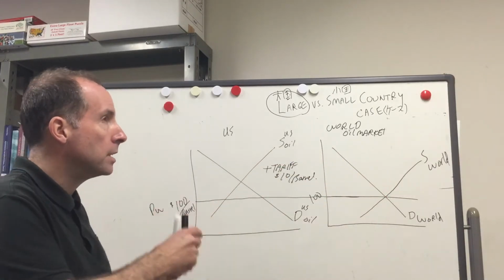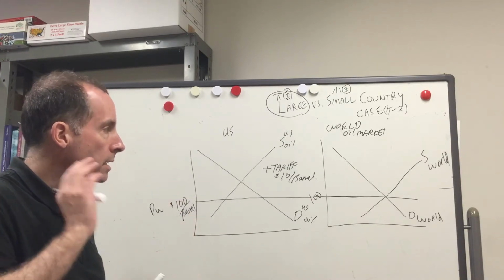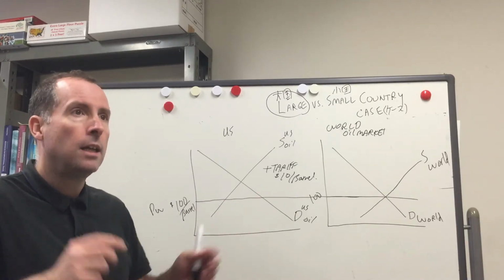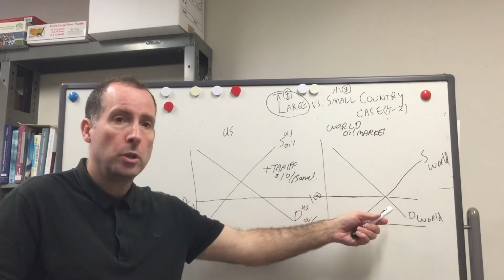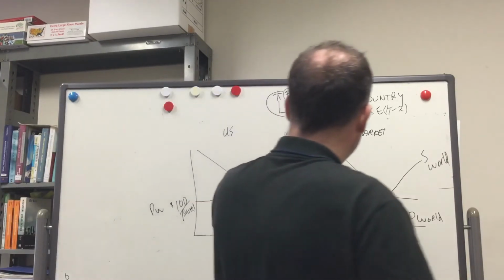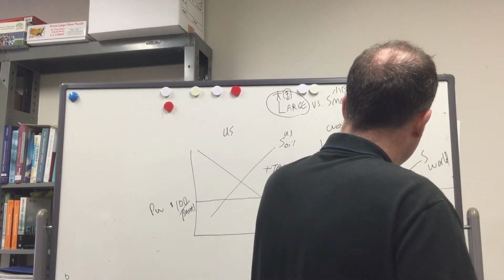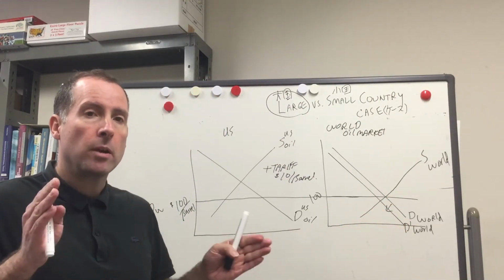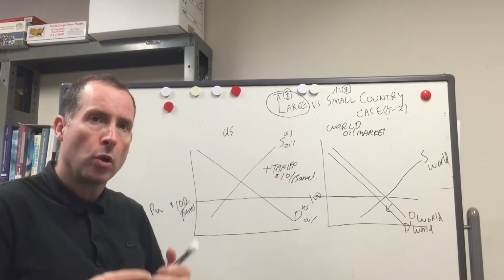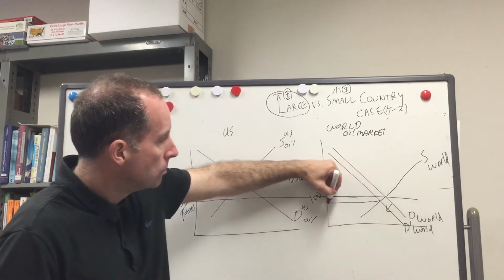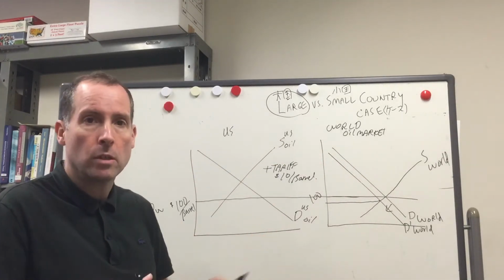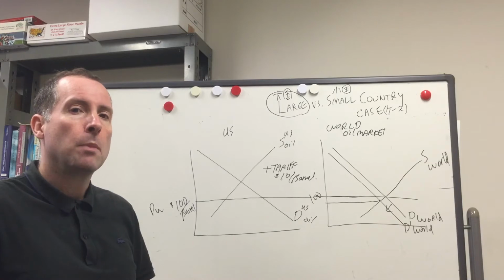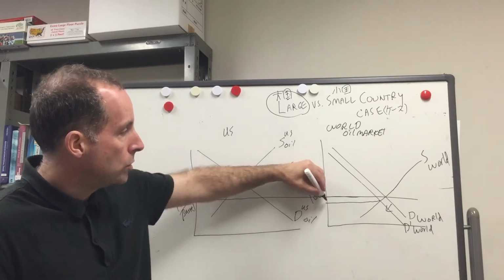So this D prime world is the demand which has fallen because America is importing less oil, which means there's less demand overall in the world market, which means the price falls. How far does it fall? Well, it depends on elasticities, something close to the slope of supply and demand, but it's going to fall. Let's say it falls to $96.